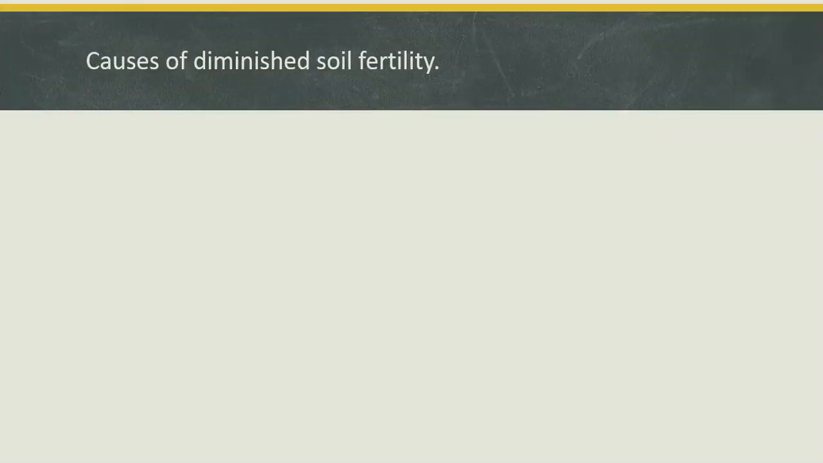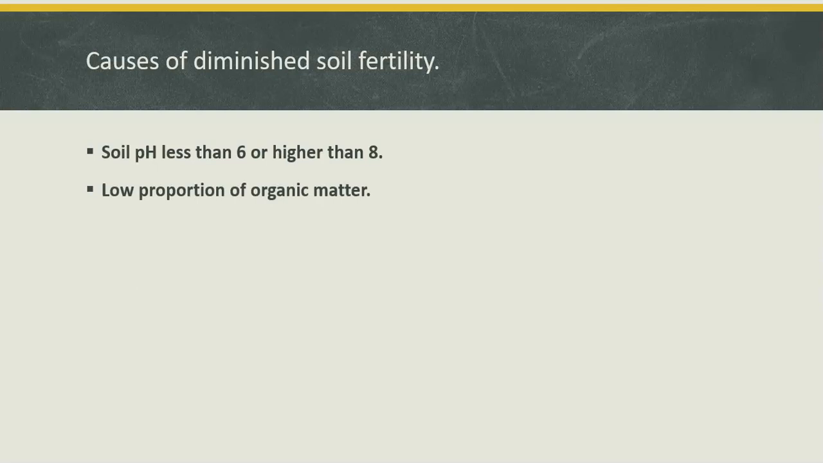Now, causes of diminished soil fertility. Why does soil lose its fertility? What are the causes? The first one: soil pH less than 6 or higher than 8. So you have to remember this. Soil whose pH is less than 6 or higher than 8 is less fertile.